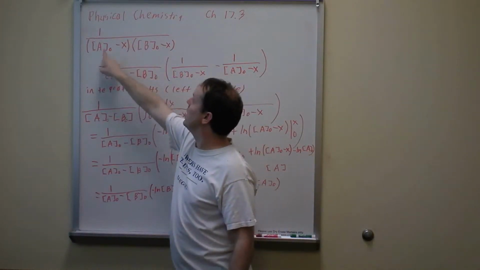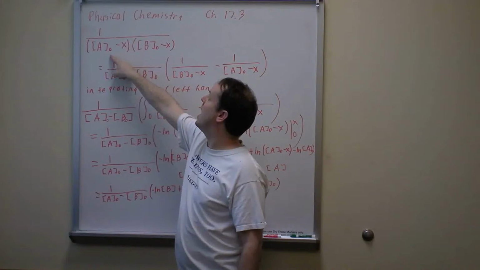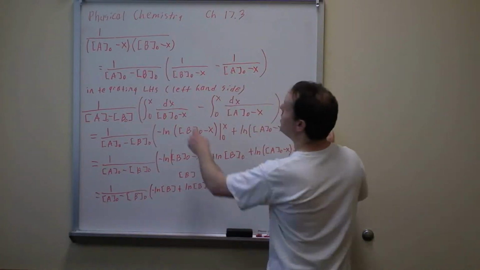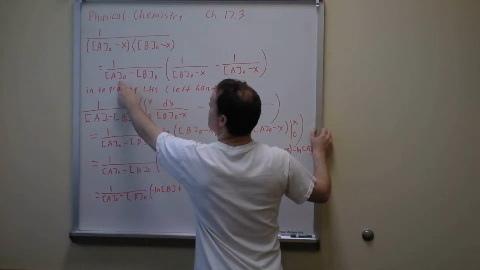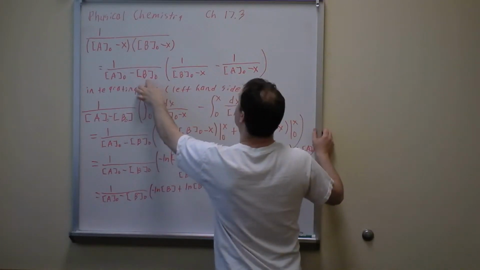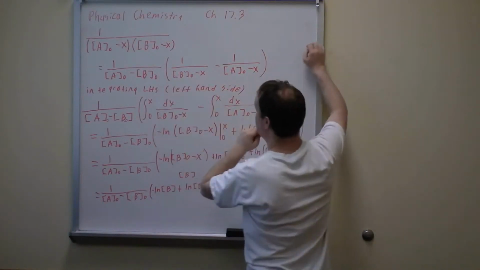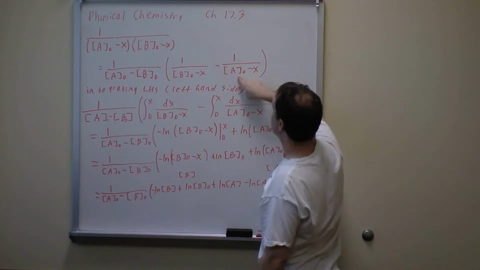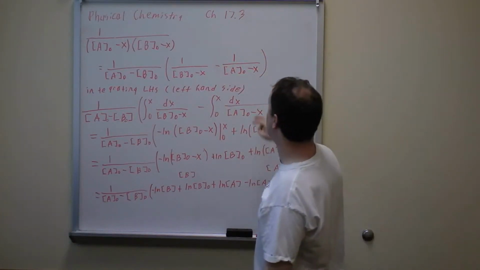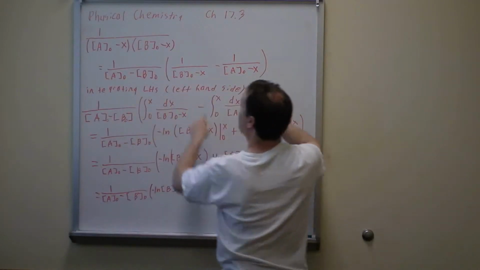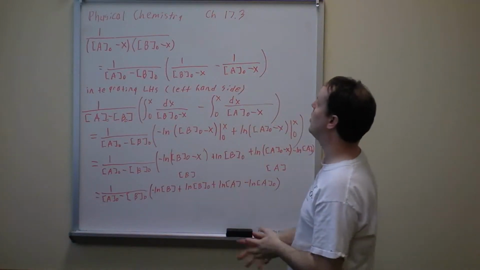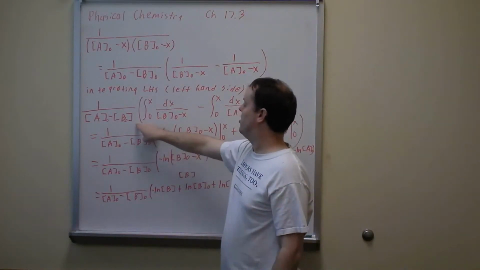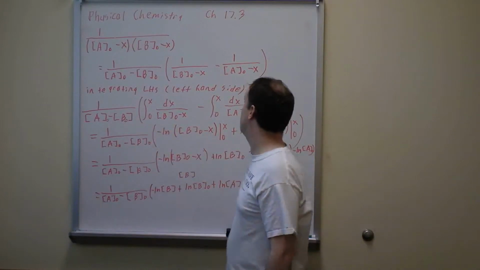We have this fraction here, 1 over the initial concentration of A minus x times the initial concentration of B minus x. So we know that that's equal to 1 over the initial concentration of A minus the initial concentration of B times the whole quantity 1 over the initial concentration of B minus x minus 1 over the initial concentration of A minus x. Now we're going to integrate all this because it's the left-hand side of the previous equation we had, and it's the integral we're trying to integrate. So these initial concentrations, of course, are constants, so these come out of the integral.